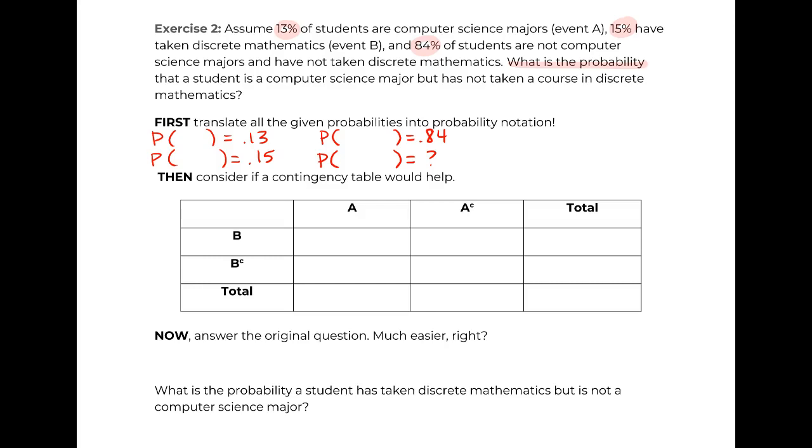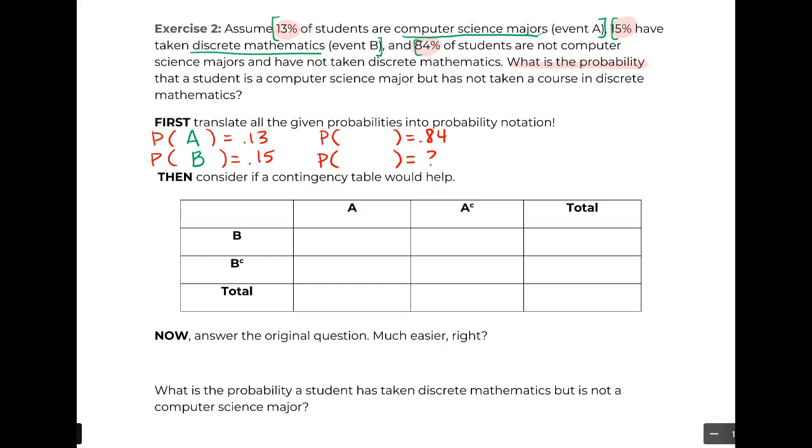Remember, the first thing you want to do is read through and get an idea of what's going on, and this question makes it super easy. It defines what our 2 different outcomes or events are. So we're looking for computer science majors and discrete mathematics, and the 13%, the only thing here is about being a computer science major, and then it starts a new sentence. So this is just event A. 15% have discrete mathematics, and then we start a new probability, so this is just event B.